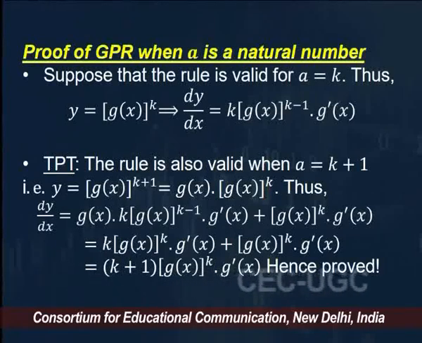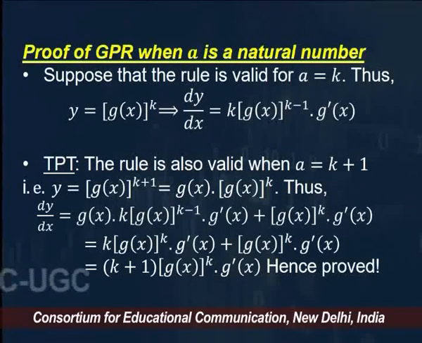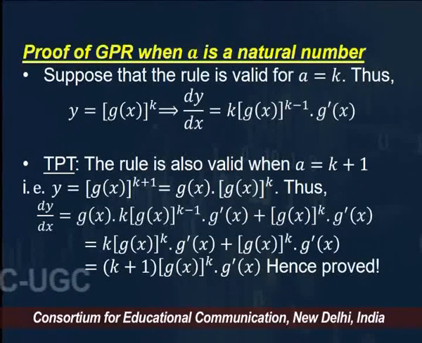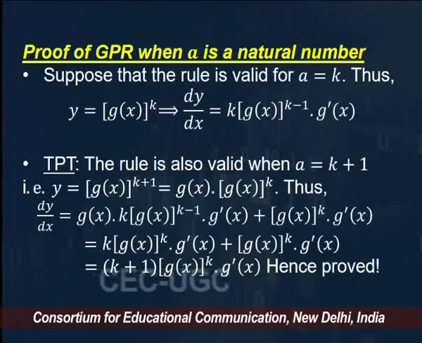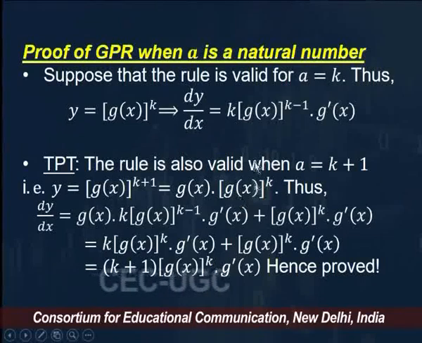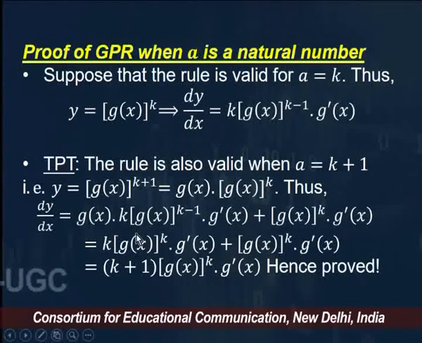Now, if a is equal to k plus 1, then y is equal to g of x to the power k plus 1. Now, this I can write as, and this is the typical strategy that we use for doing proofs under mathematical induction, we try to bring in this assumption for a equal to k and see if we can use it strategically here. So the way I've written this function now is y equal to g of x times g of x to the power k, with the intention that I will then use the result for g of x to the power k in this particular proof.